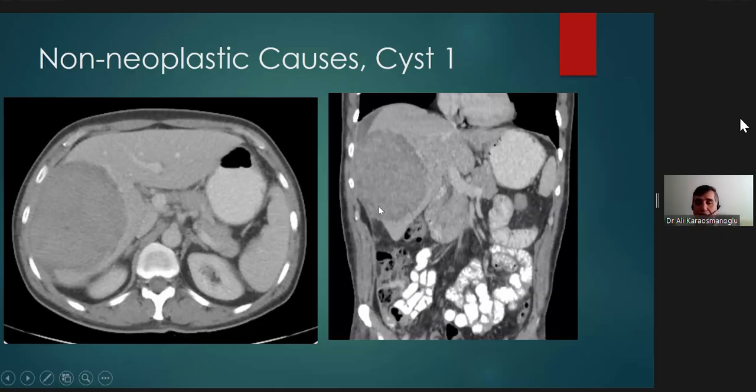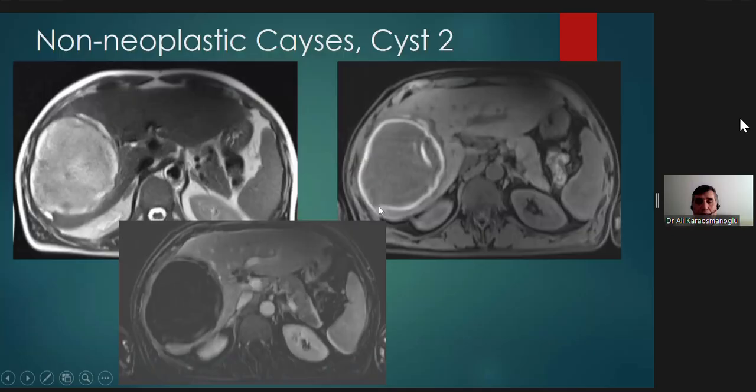So this was a cyst. How we understood that was an MRI, obviously. It looks like a solid mass on CT. So we did an MRI as well to characterize this focal lesion further.